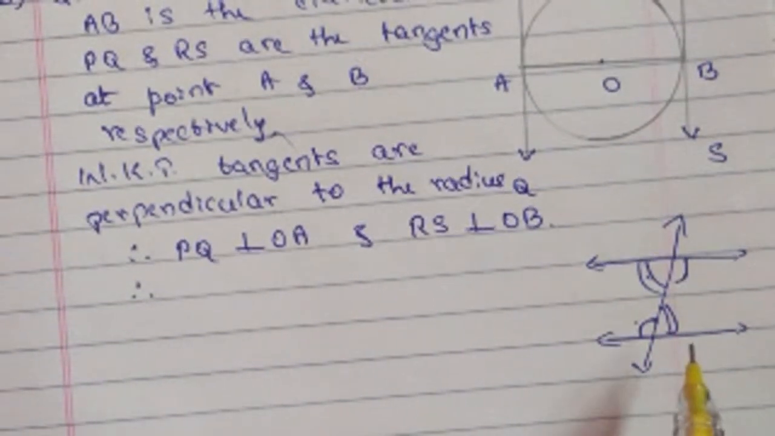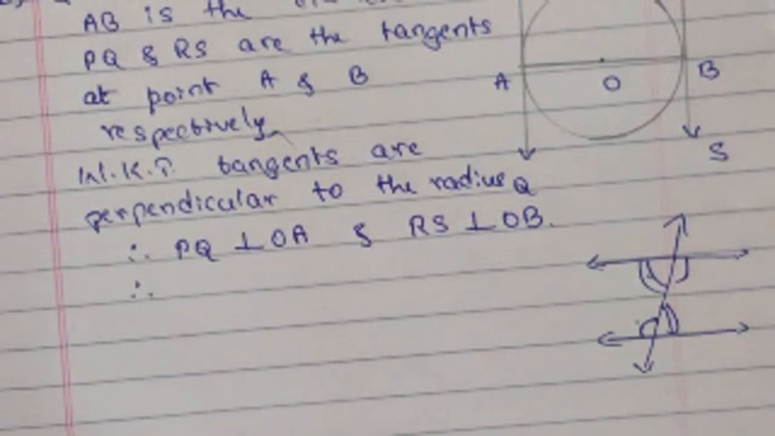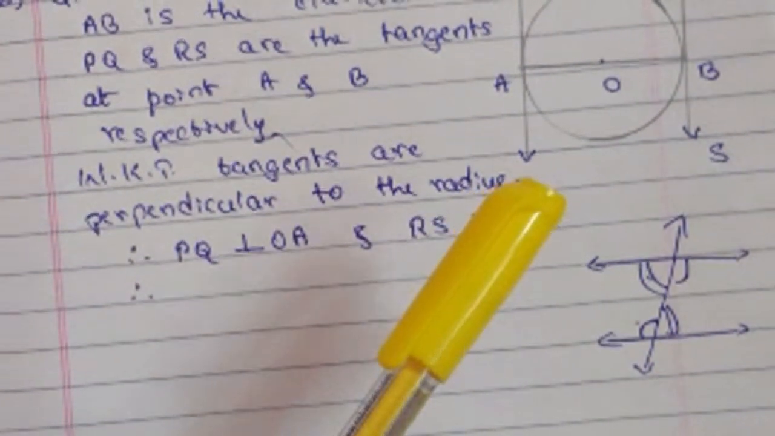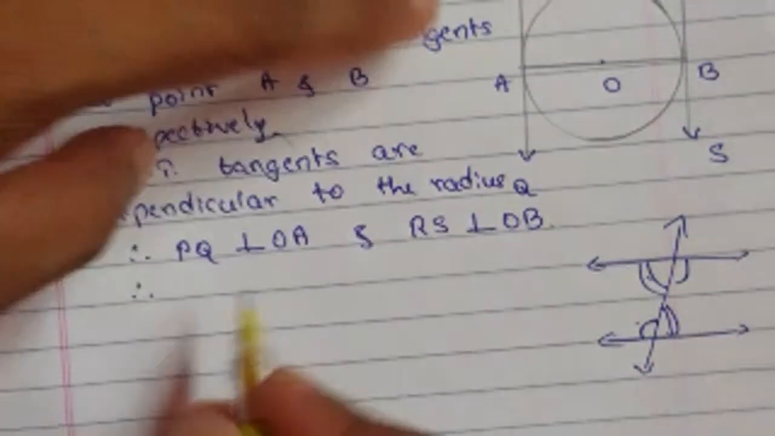In other words, if two lines are parallel to each other and they are cut by a transversal, then the alternate angles are equal to each other. Or vice versa, if the alternate angles are equal to each other, then the two lines are parallel to each other. So therefore we have to go for that method.